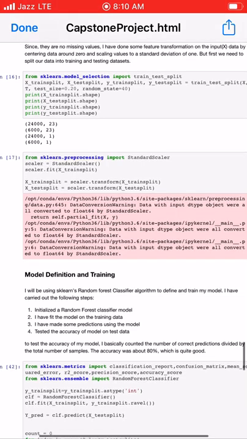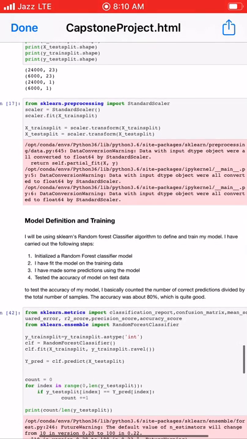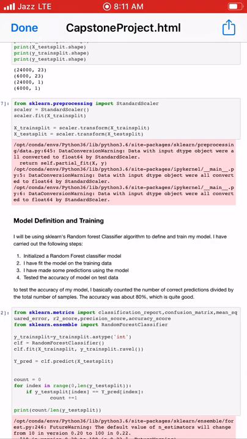I've used a random forest classifier algorithm to define and train my model. Basically, I've initialized a random forest classifier, fitted the model on the training data, and based on that I've made some predictions. Finally, I've tested the accuracy of the model on test data. I defined my own function, where I counted the number of correct samples divided by the total number of samples. And the accuracy, as it turns out, is about 80%, which is quite good.